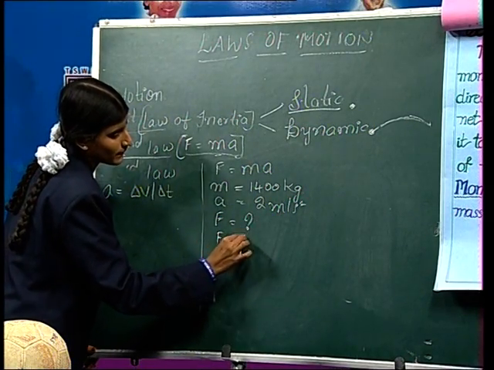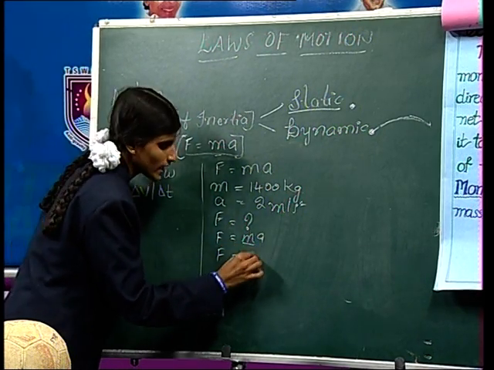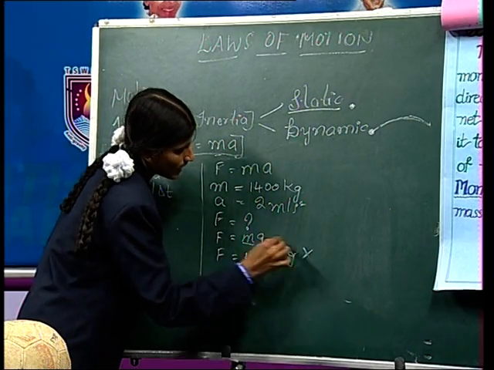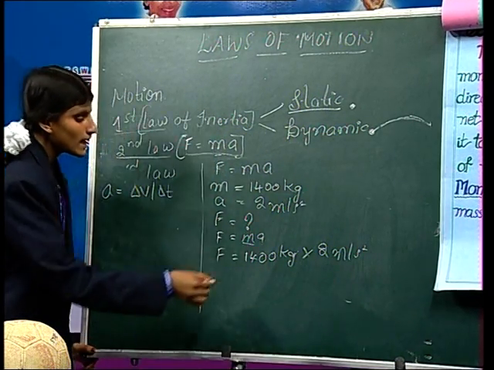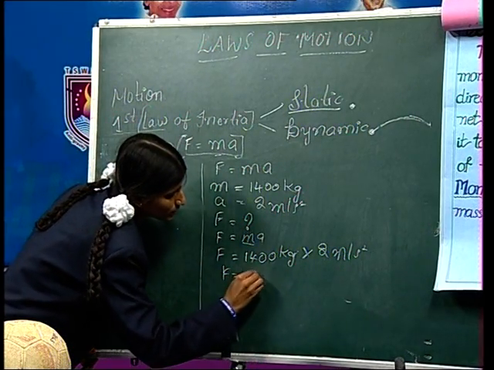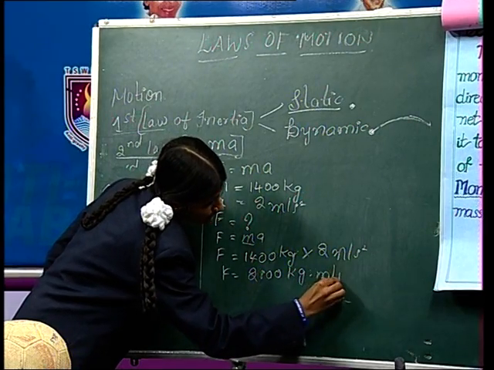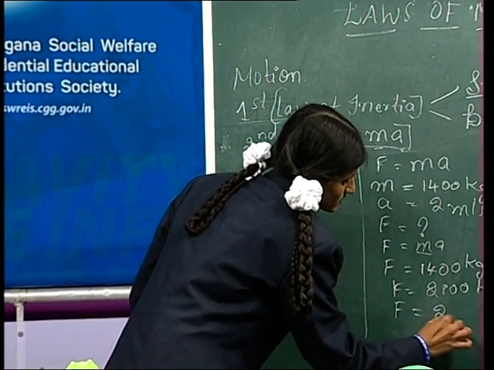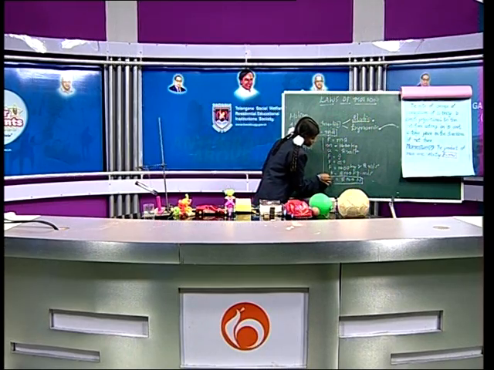So F equal to ma, as we know. F equal to, what is the value of m here? 1400 kg and acceleration value is 2 meter per second square. When we multiply this 1400 with 2, then we get F equal to 2800 kg meter per second square. In MKS system, the unit of force is newtons. So, 2800 newtons. Okay friends, did you get this?